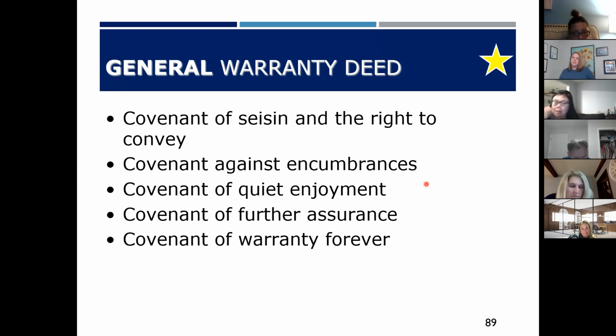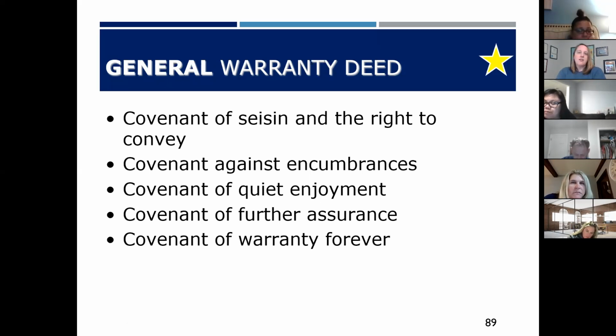So the general warranty deed offers the most covenants, the most warranties, promises from the grantor to the grantee. So what does the grantor promise the grantee? Well, they offer a covenant of seisin and the right to convey. The grantor warrants to the grantee that they are the legal owner of the property and that they have the right to convey it. They have the right to give you their deed.